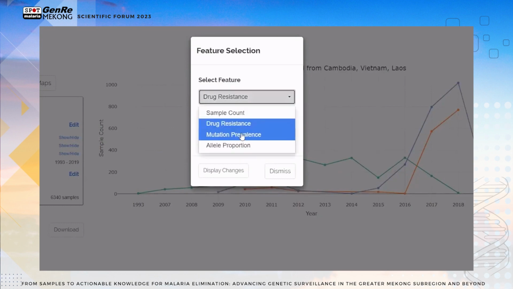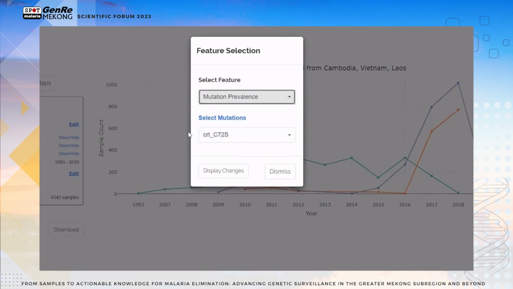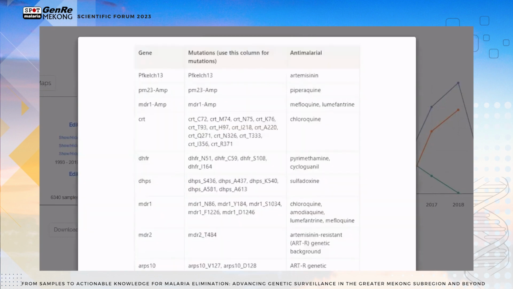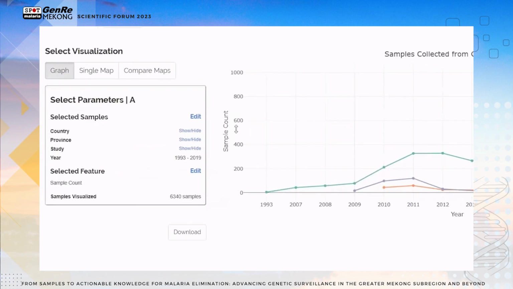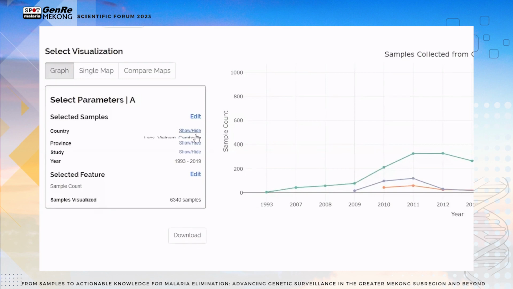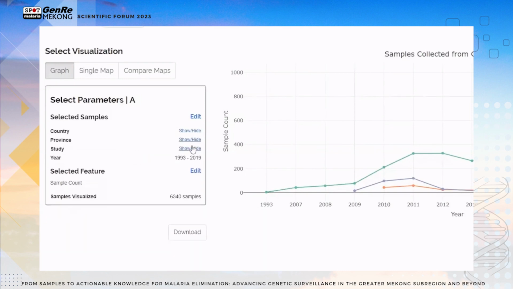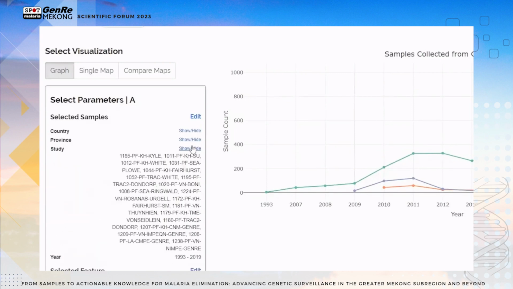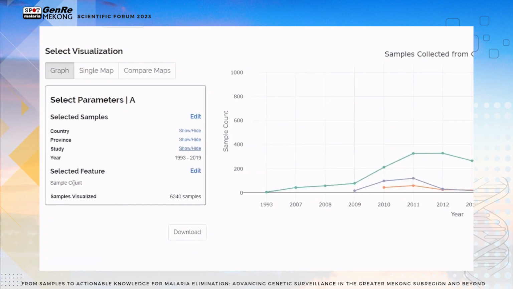So for instance, if I select mutation instead of drug, this bottom selection will change to mutation, and the same for allele proportion. Users can actually click on the heading here to see which alleles are associated with resistance to which drugs. All right, next, users can see what selections they've made here. If they click Show and Hide, users can see what country, what province they've selected, and what study they've selected, and also the year and the features they've selected. Lastly, users can see how many samples are used in the visualization on the right-hand side here.